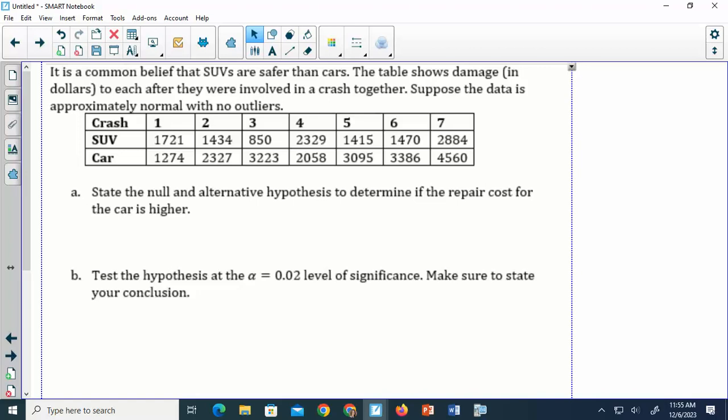It is a common belief that SUVs are safer than cars. The table shows damage in dollars to each after they were involved in a crash together. Suppose the data is approximately normal with no outliers. State the null and alternative hypothesis to determine if the repair cost for the car is higher. So the null.